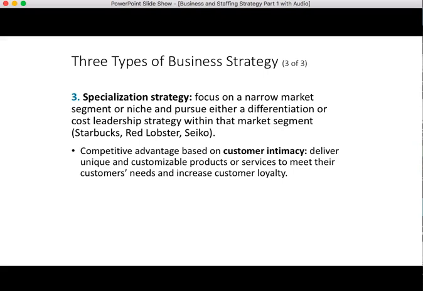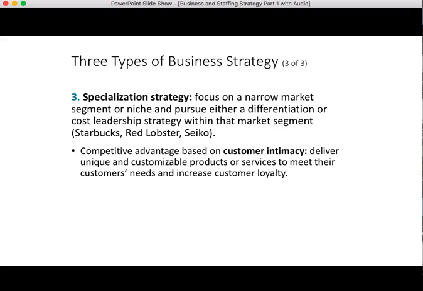The last strategy is the specialization strategy, which you may have heard as a segmented strategy or a niche strategy. And the niche strategy can be either a cost leadership or a differentiation strategy. You can compete on price, you can compete on innovation, but what you're doing is you're focusing on a small, narrow market, not a broad market. Apple competes in a broad market, but Starbucks is going after coffee drinkers, not people who like food, right? So there's a big difference between the scope of people that they are targeting. So the narrower the scope, the more specialized it is.